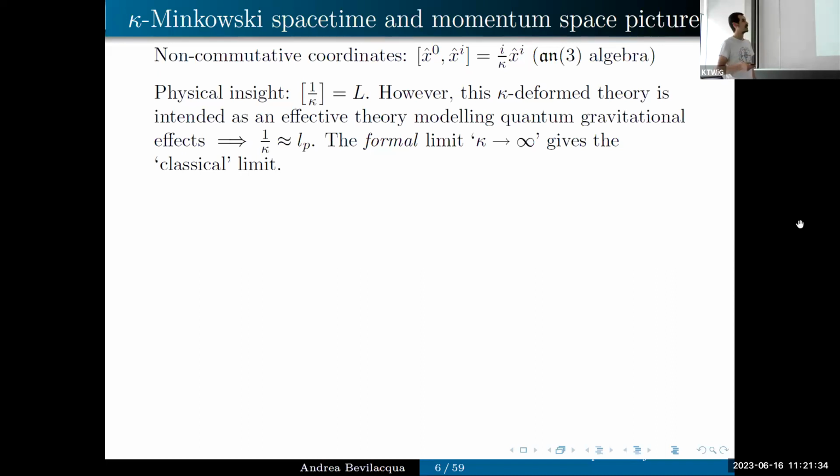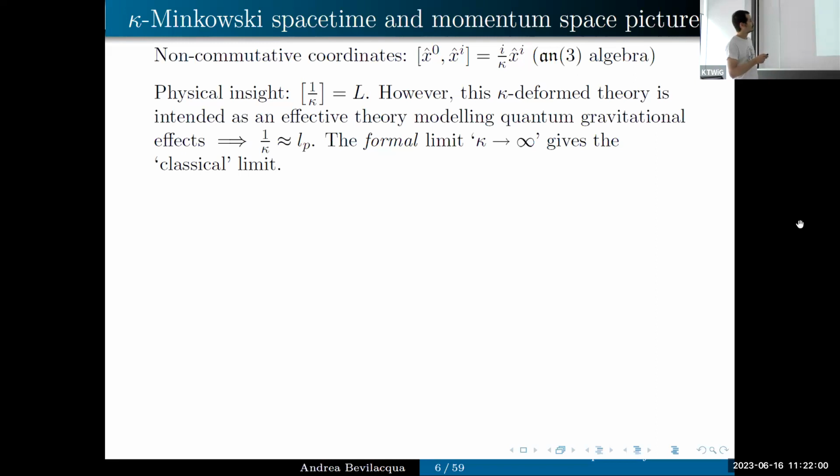So k-Minkowski spacetime is a spacetime whose coordinates satisfy this commutation relation, which is the commutation relation defining the AN3 algebra. So here you can also see the dimensions of 1 over kappa, because on the left you have length squared, on the right you must have length squared. So 1 over kappa is a length, and kappa is 1 over length.